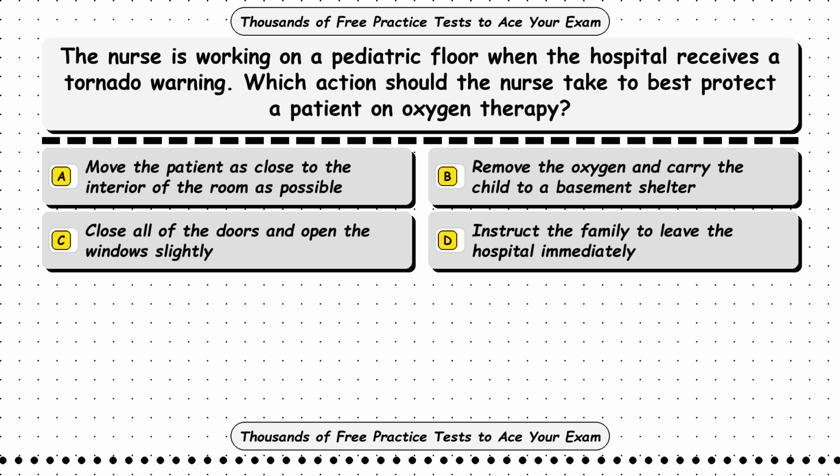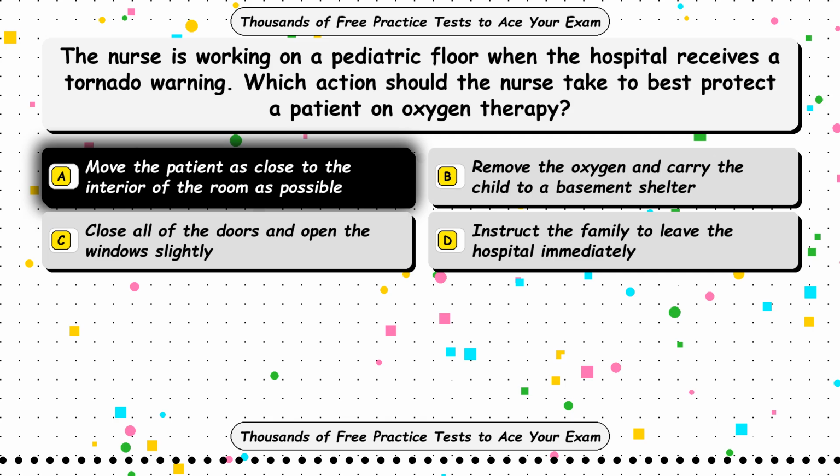Question 57. The nurse is working on a pediatric floor when the hospital receives a tornado warning. Which action should the nurse take to best protect a patient on oxygen therapy? Option A, move the patient as close to the interior of the room as possible. Option B, remove the oxygen and carry the child to a basement shelter. Option C, close all of the doors and open the windows slightly. Option D, instruct the family to leave the hospital immediately.